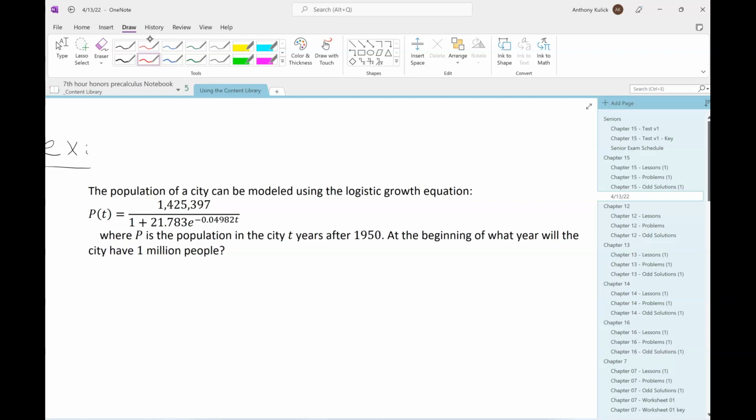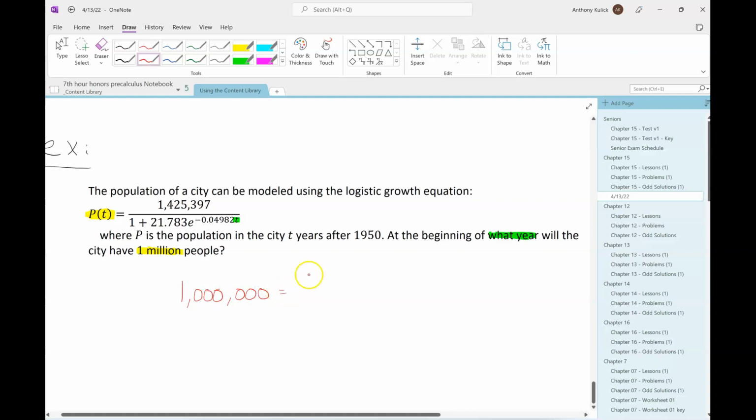So essentially, we're being asked to solve for what year. So we want a value for T. And our input's going to be 1 million that we're plugging into the population. Everybody feel cool with that? So the equation we're going to look to solve is this one.